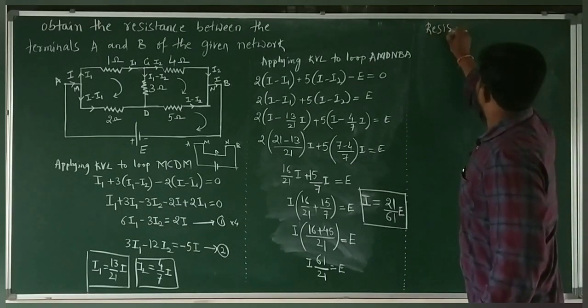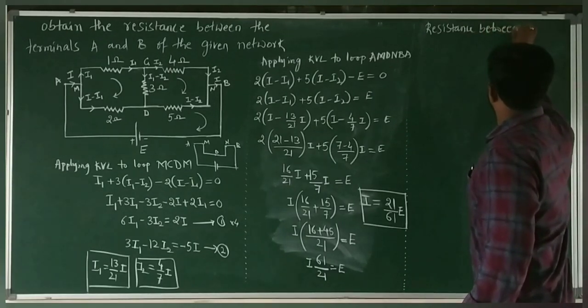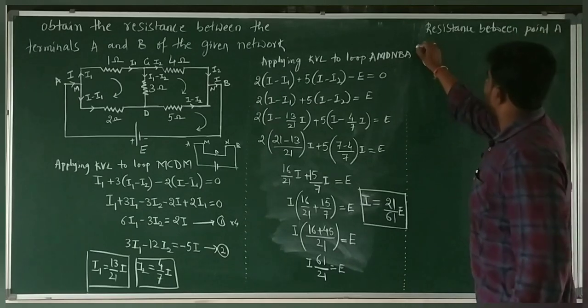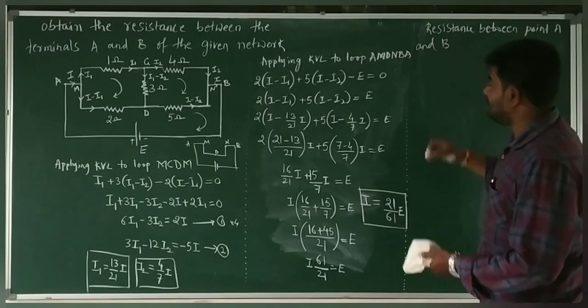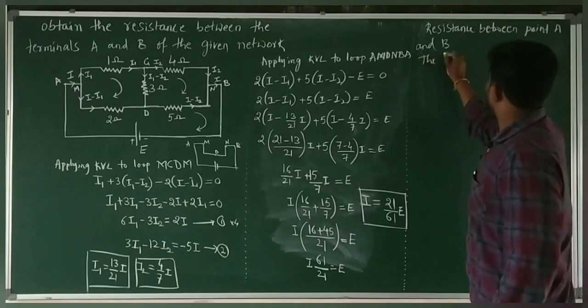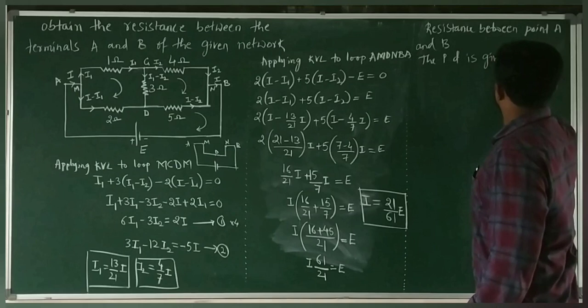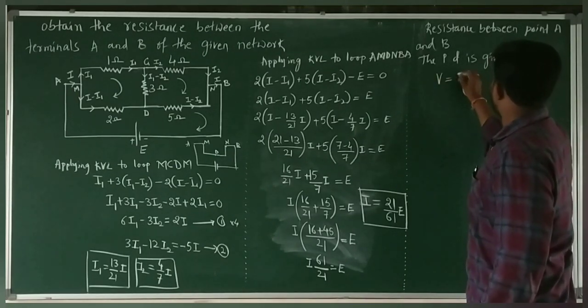Resistance between point A and B. Okay. But before that, the potential difference is given by V is equal to IR.